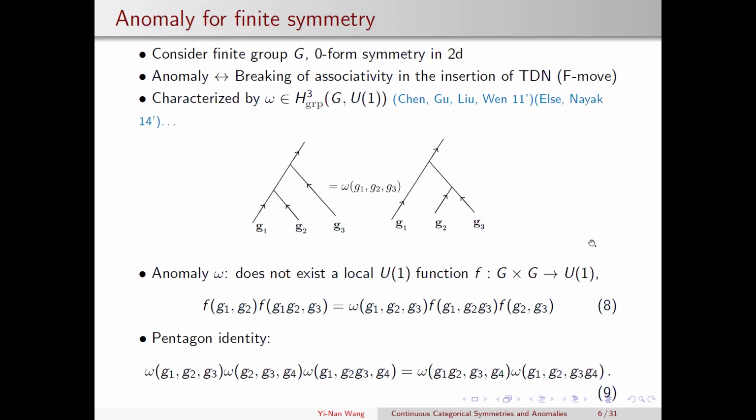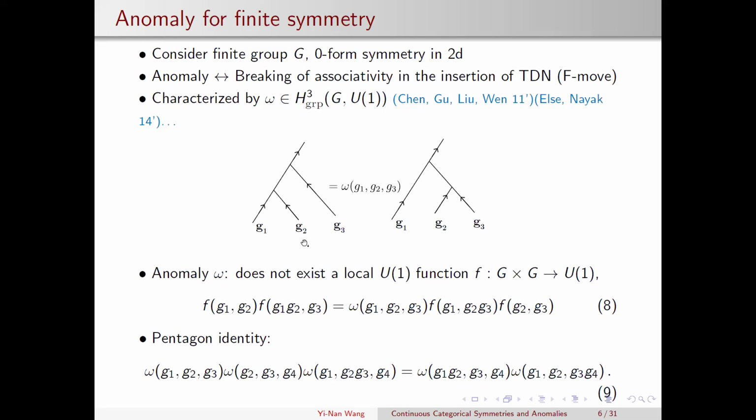Then let's consider the case of a finite group G, a zero-form symmetry, in two-dimensional spacetime. It's also known that the anomaly of this finite group G corresponds to the breaking of the associativity law in the two different kinds of insertion of topological defect networks that are related by the so-called F-move. Here there are two pictures which combine three different group elements, g1, g2, and g3, in two different ways.